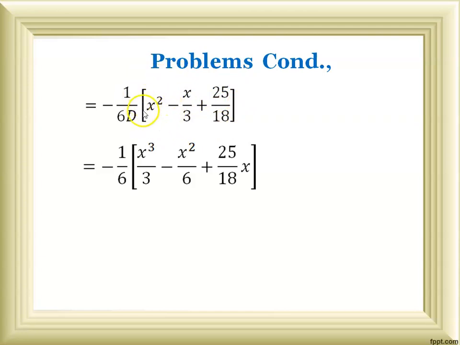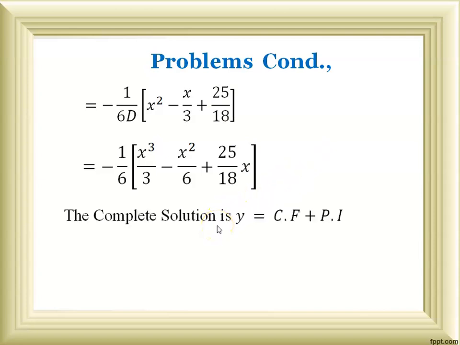So 1 by d of x² integration is x³ by 3. x integration is x² by 2, and 2 into 3 value is 6. Plus constant into integration. Integration of any constant into dx is x, so this constant into x. This is our final P.I. here.